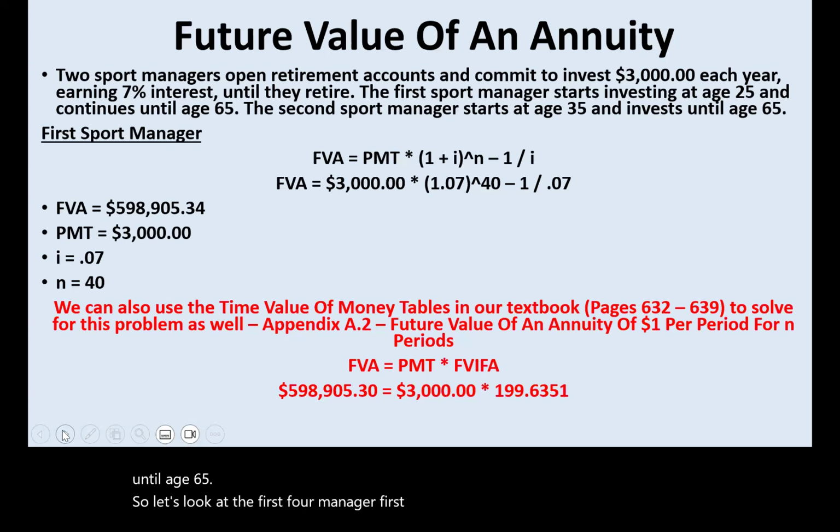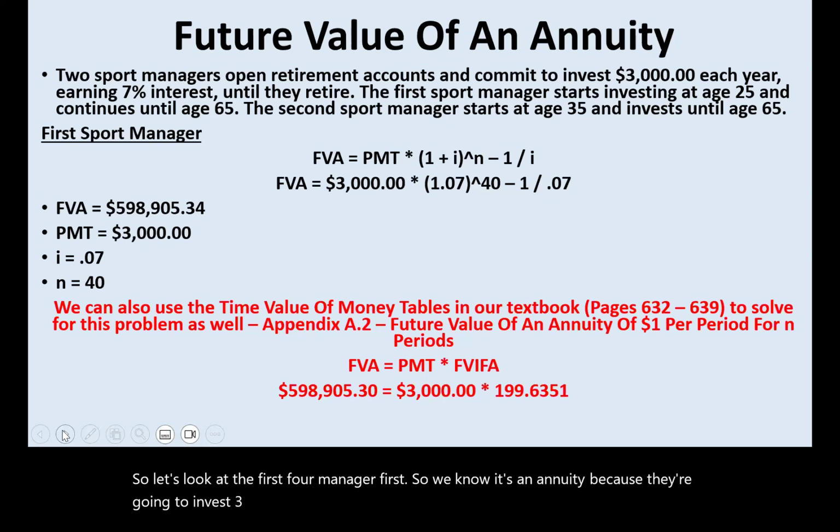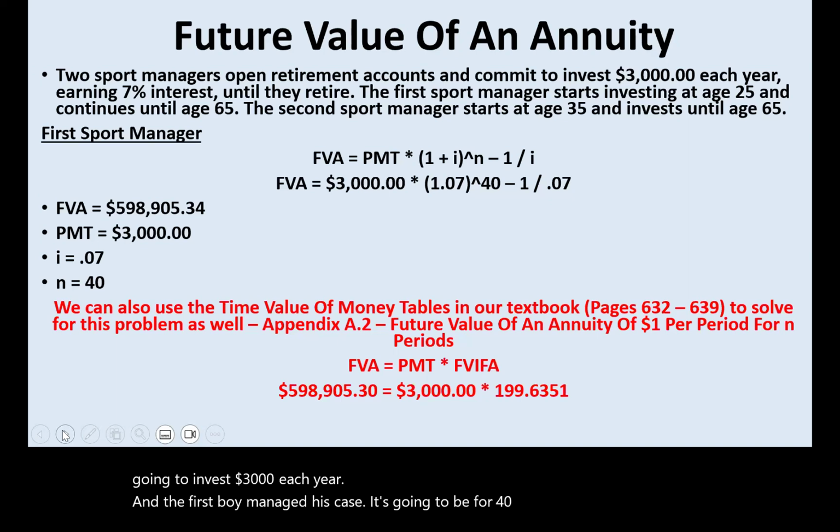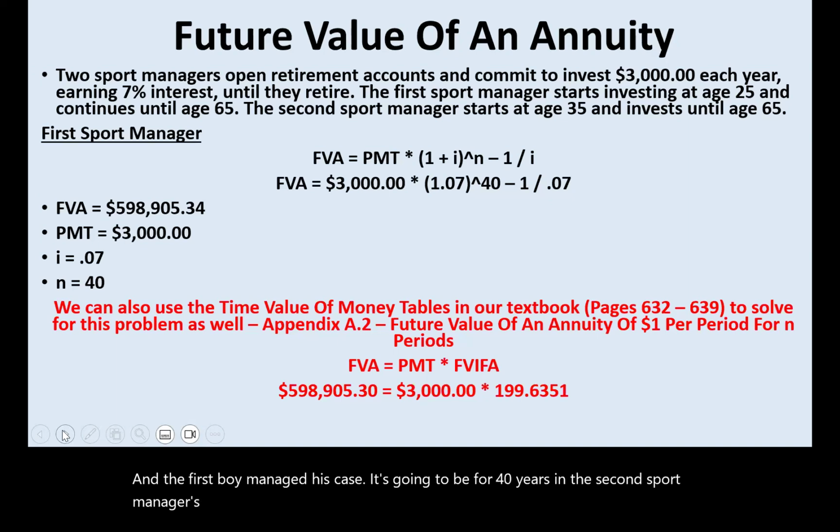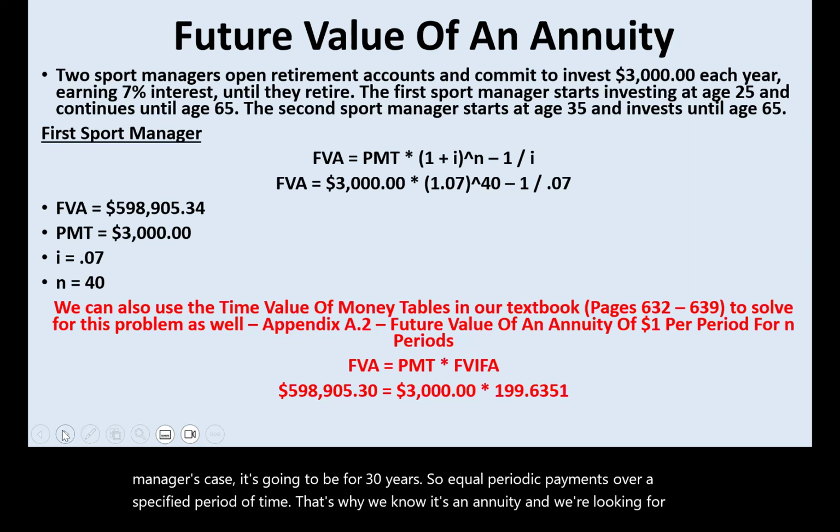So we know it's an annuity because they're going to invest $3,000 each year. In the first sport manager's case, it's going to be for 40 years. In the second sport manager's case, it's going to be for 30 years. So equal periodic payments over a specified period of time. That's why we know it's an annuity, and we're looking for the future value of it.